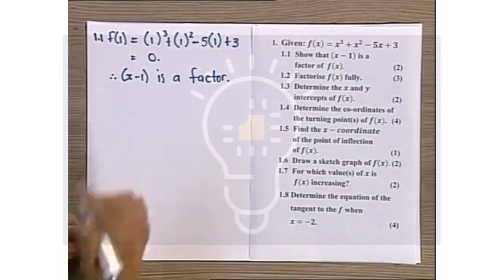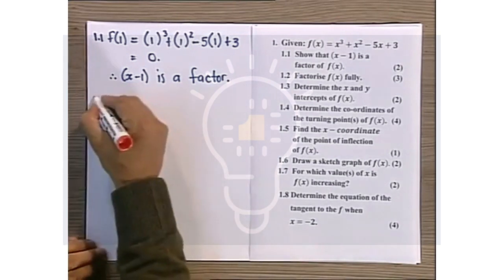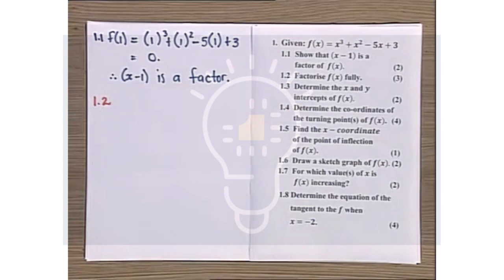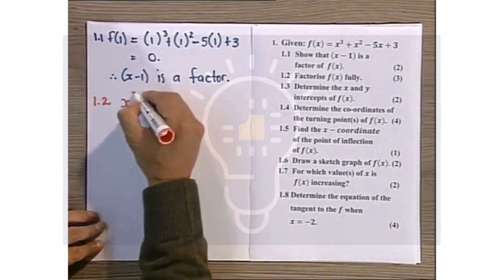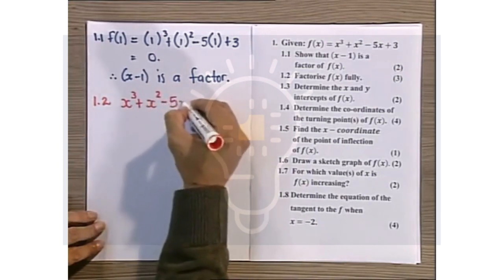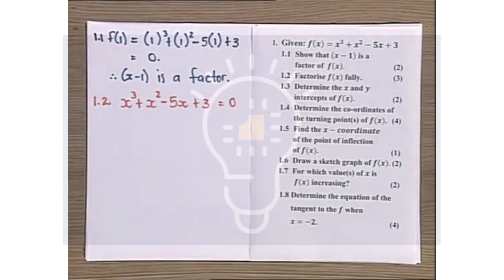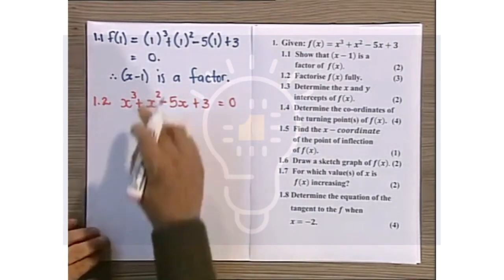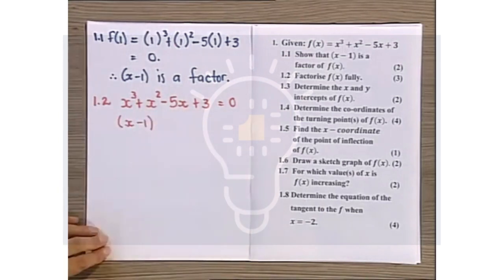Okay? 1.2 asks us, factorize f(x) fully. Right? Factorize it fully. Let's have a look at what that means. Now, you also have to work very smart in this. To find x, let's put the equation, which is x to the power 3 plus x squared minus 5x plus 3, equal to 0, all right? So what does that mean? We found already one factor. So we know x minus 1 is a factor.